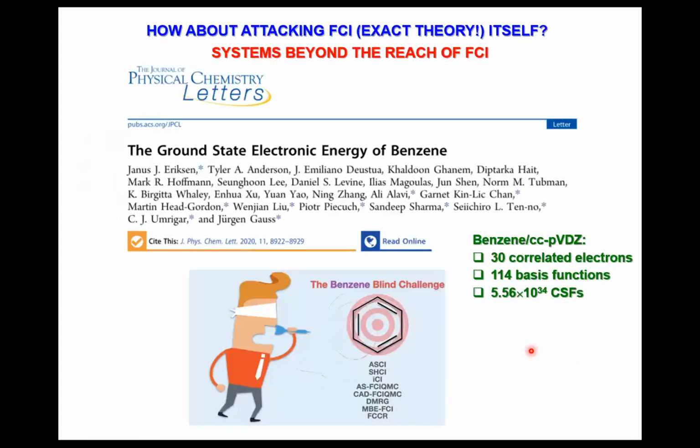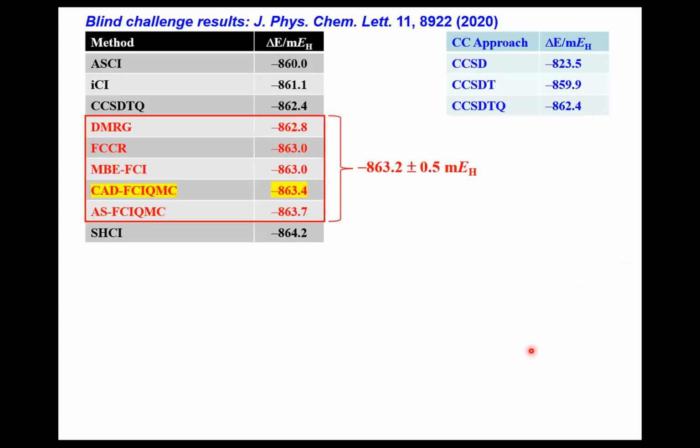Let me also mention that we can go way beyond what can be done with conventional full CI. This is a project that was organized by Jürgen Gauss and Janus Eriksson for several research groups, where we tried to extrapolate the full CI energy of benzene in a cc-pVDZ basis set. That's a Hilbert space of about 10 to the 35 configuration state functions. This was the opportunity for my group to apply CAD FCI-QMC, and we did obtain a result converged to about 0.1 millihartree. That's the one that you see here highlighted in yellow.